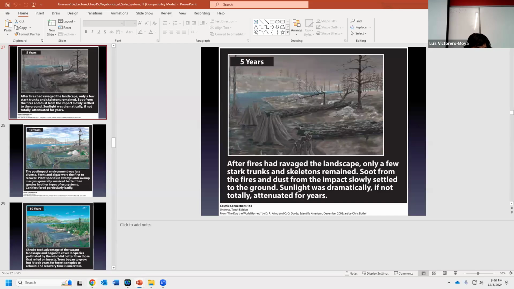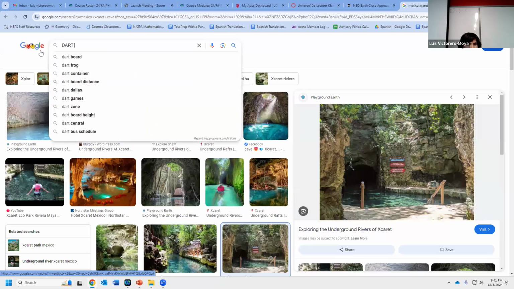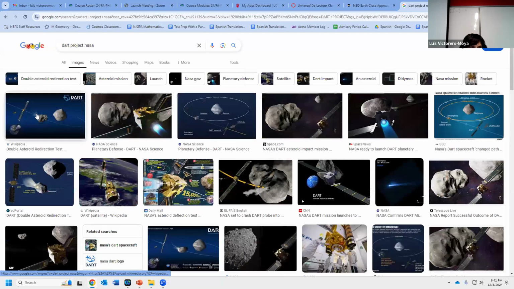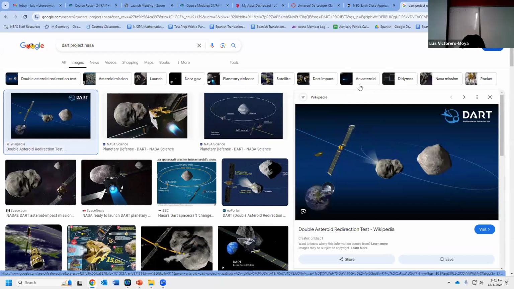I don't know if you guys have heard about it, but NASA, a couple of years or last year, launched a spaceship towards an asteroid in the asteroid belt to analyze how much we were able to deflect this asteroid.